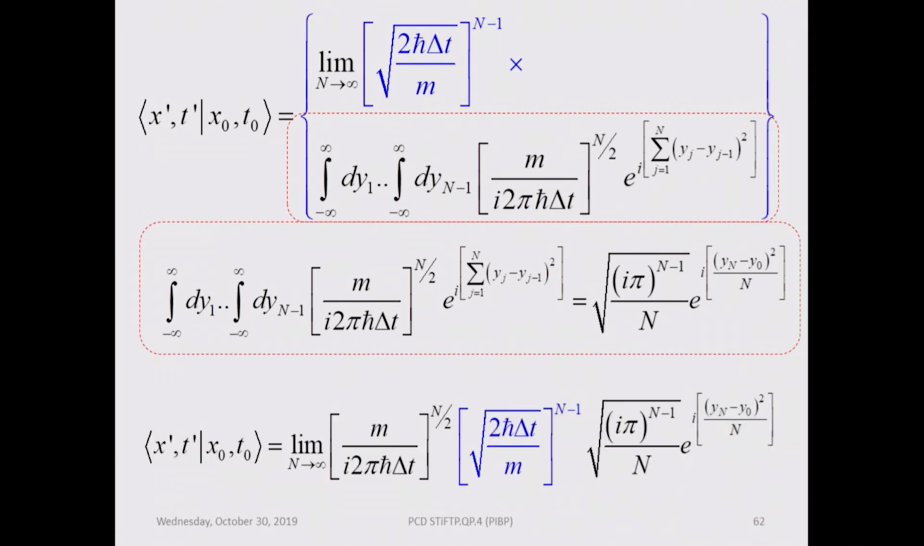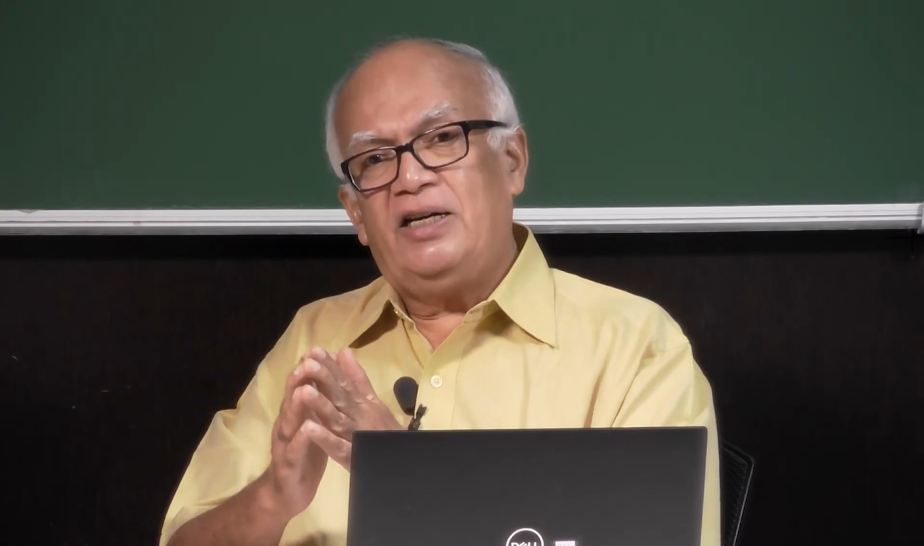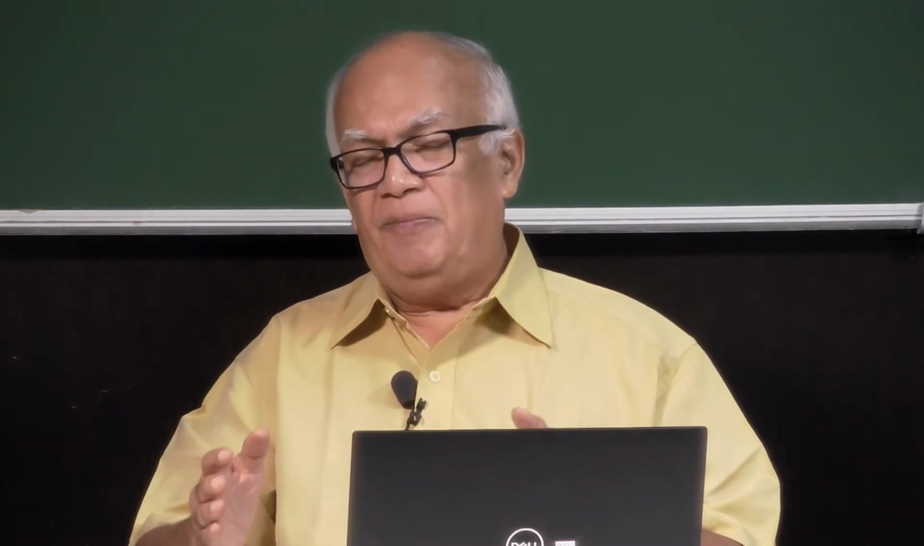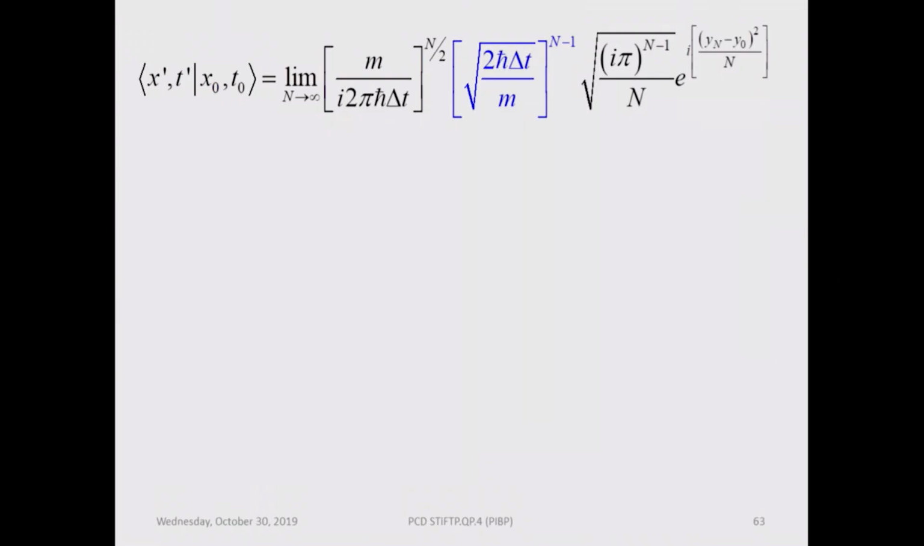And then the result is you have to take the limit n going to infinity, but then the delta t will also slowly shrink to 0. It will become infinitesimally small. But the n times delta t will be finite. It will be the time difference from ti to tf, from the initial time to the final time. So this is what we have.